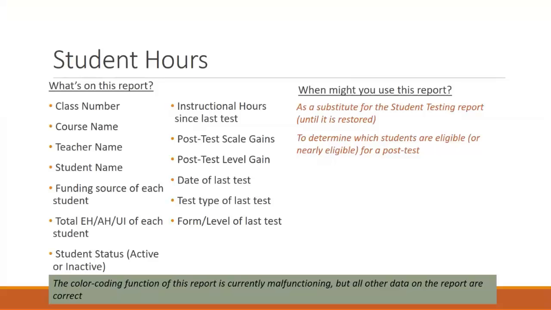And one thing that I want to mention about this report, so there's a color coding function of this report. So the blue, I believe, shows students that are ready to be post-tested, and the yellow are students that are within 8 hours of being ready to be post-tested or something to that effect. And that color coding function is malfunctioning, but all other data on the report are correct. So feel free to download this report, but if you notice any weird things that are happening with the highlighting, I do apologize for that. That's another thing that we have our developers trying to fix.